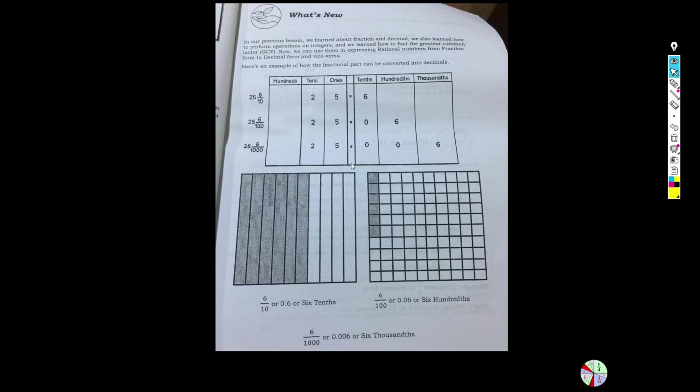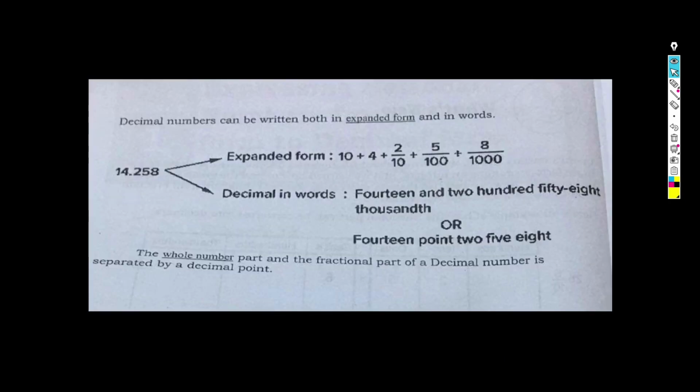Next, let's go to the next. Decimal numbers can be written both in expanded form and in words. Like 0.1, that is 1 over 10, of course. And 0.2, that is 2/10 or 2 over 10. And then 0.05, that is 5 over 100. And then here 0.008, that will be 8 over 1,000.